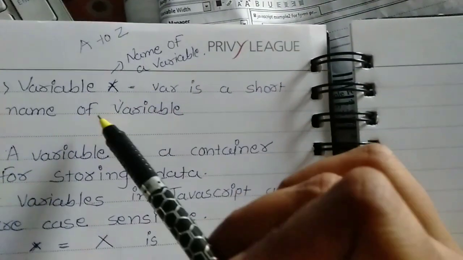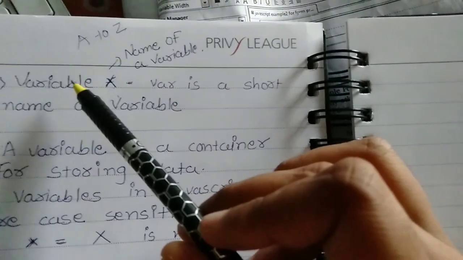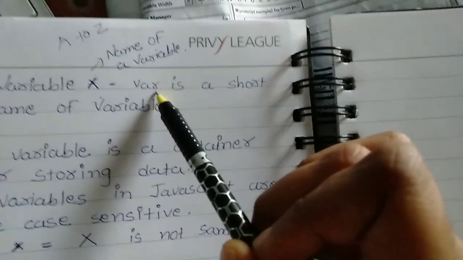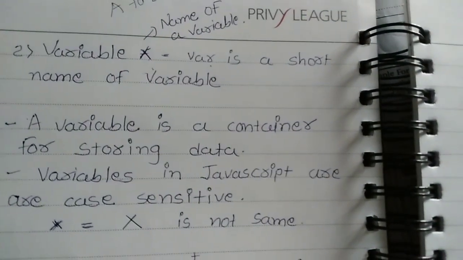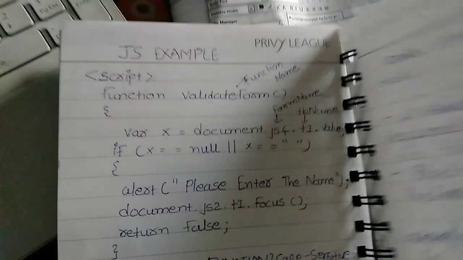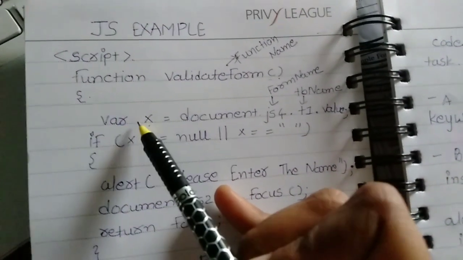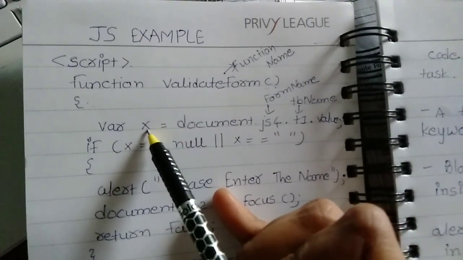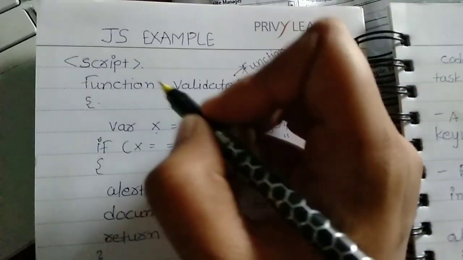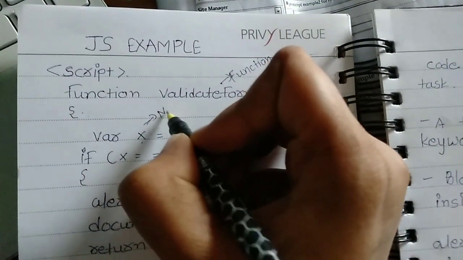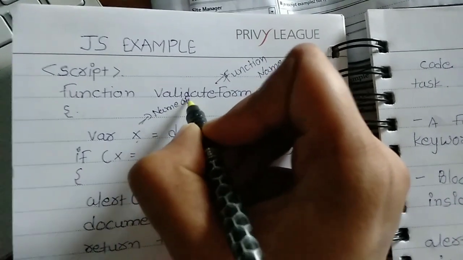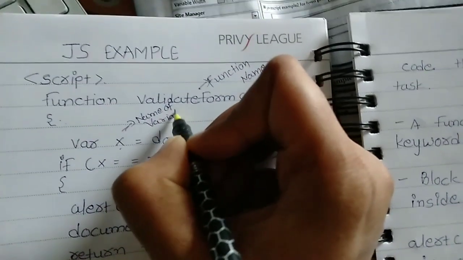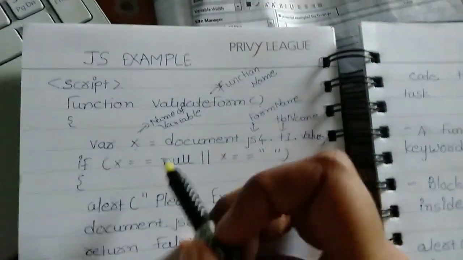Now where is the short name of the variable? You have to write only var, not the whole spelling. You have to write simply the short name var. Var is a short name of the variable. Can you see? I have already written var. Var means variable. I have written x. Name of the variable is x. X means name of the variable. Whatever variable name you want to write, you can write here. I am giving x equals to.